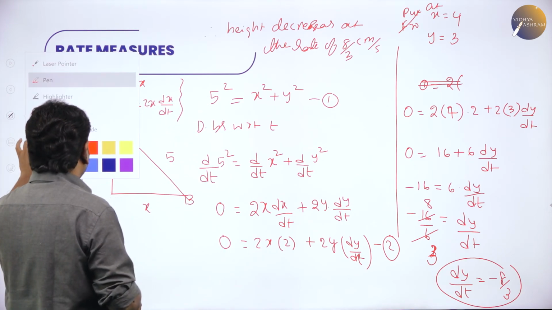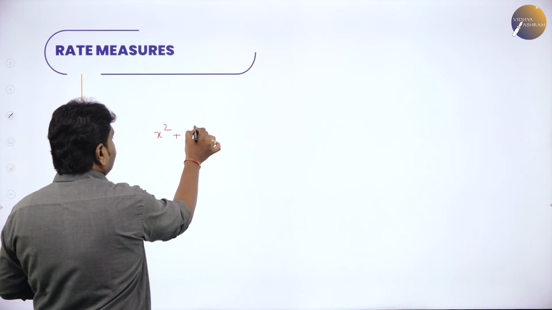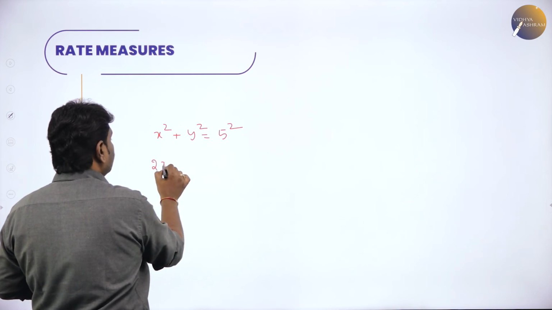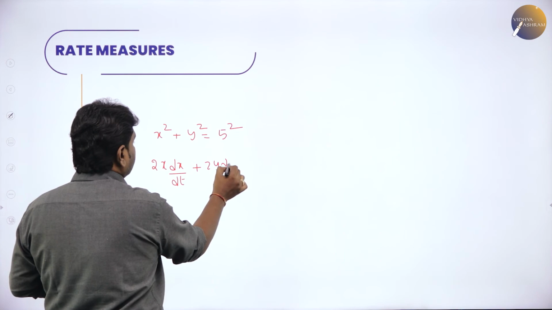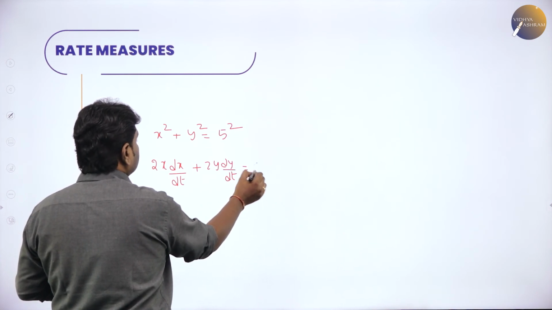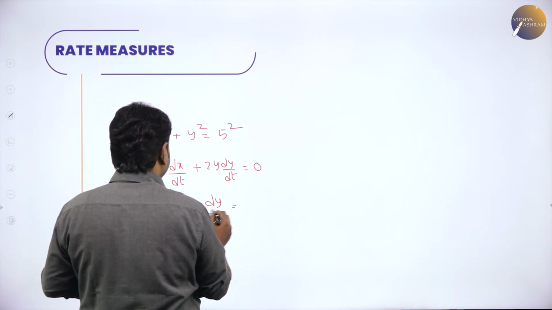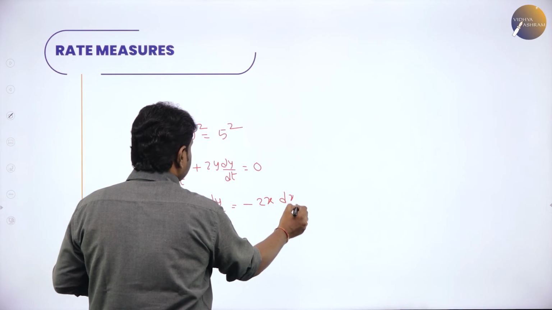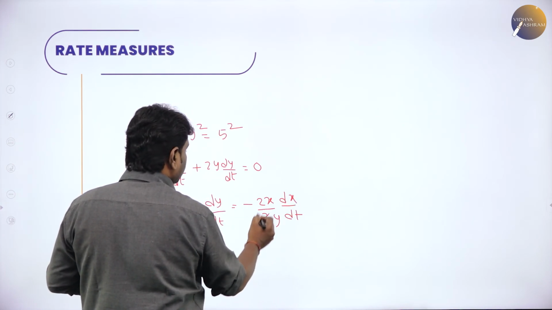Or if you want a clarification in it, so here I'll take this x square plus y square is equal to 5 square, right? So if we differentiate, it becomes 2x dx by dt, 2y dy by dt, is equal to 0. If we make dy by dt the subject, it will become minus 2x dx by dt divided by 2y. The 2 cancels.